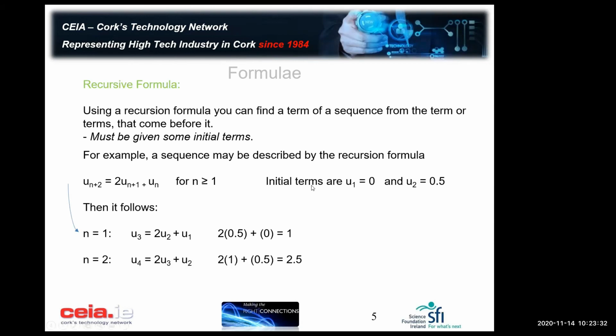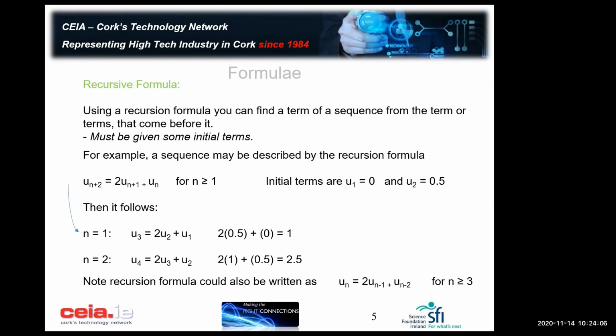So the next one is where we have n is equal to 2. That gives us u of 4 because it's n plus 2. So that's 2 plus 2, so that's 4. So u of 4 is twice u3 plus u2. Again, it's based on the values of the combinations of the previous terms. So it's 2 times 1 plus 0.5 is equal to 2.5. So we now have solved for u of 3 and u of 4.